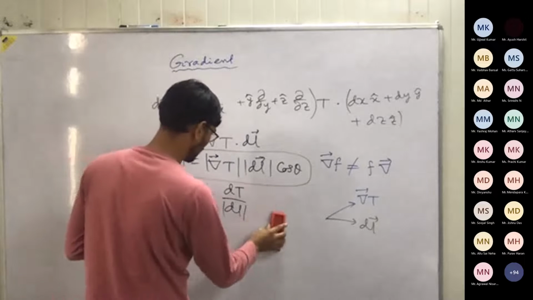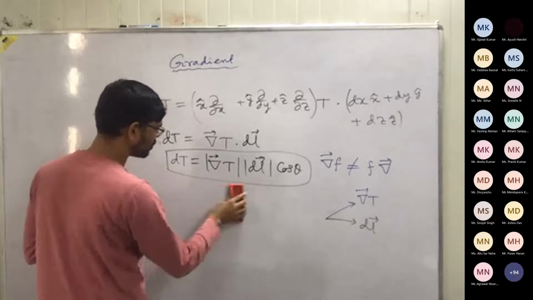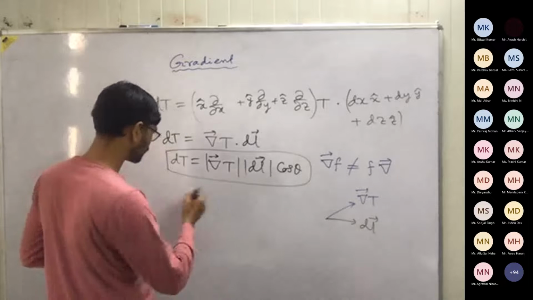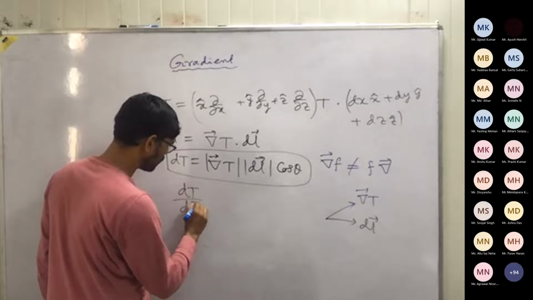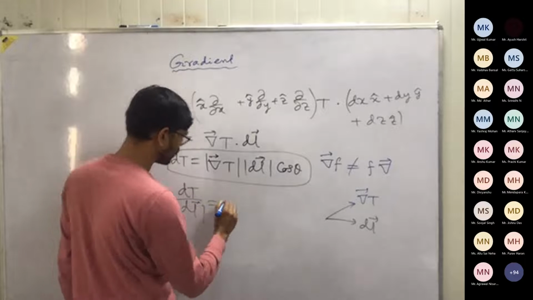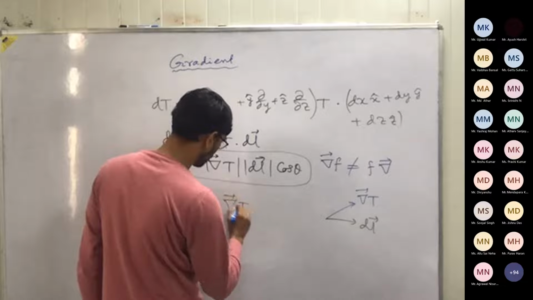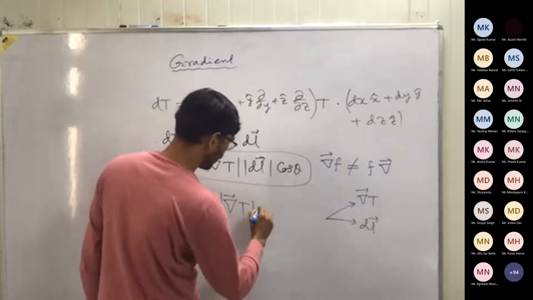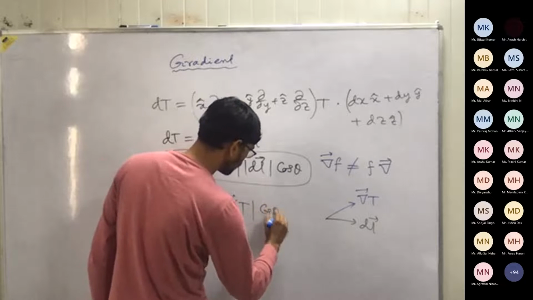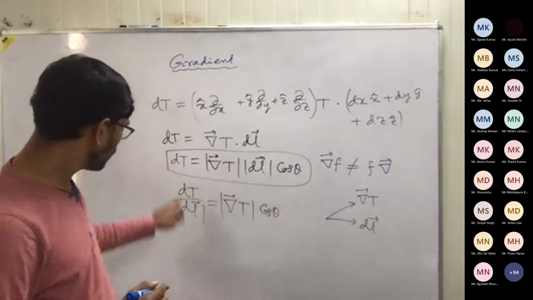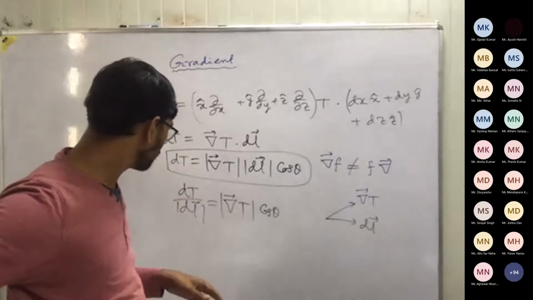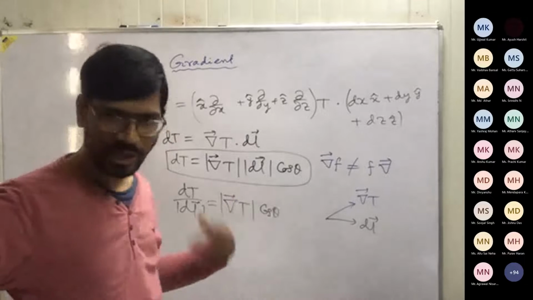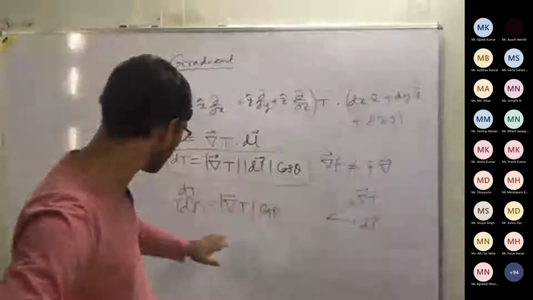Let me write it. I want to see this quantity, dT by dl, which is equal to the magnitude of grad T times cos theta. This is maximum when cos theta equals 1. I wrote it in a somewhat confusing manner.